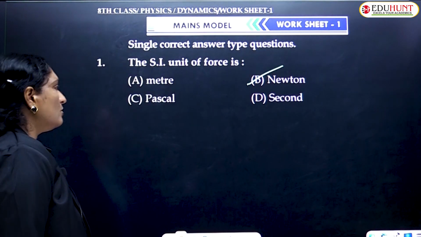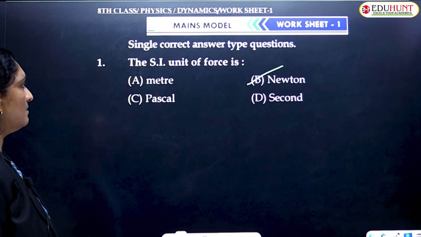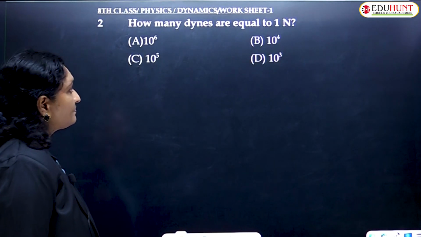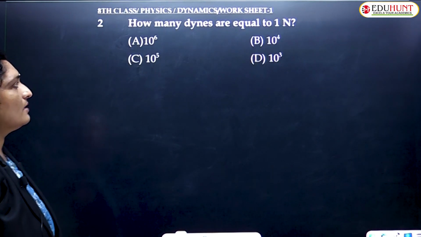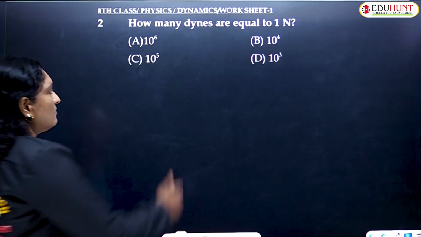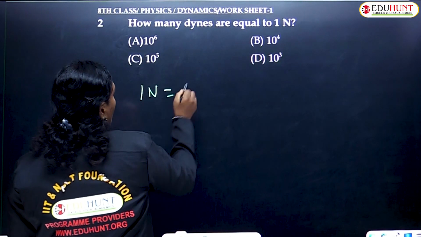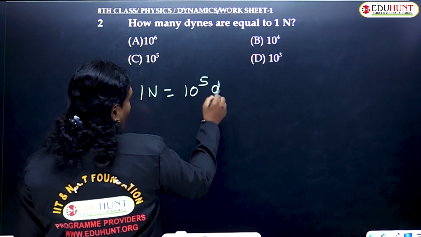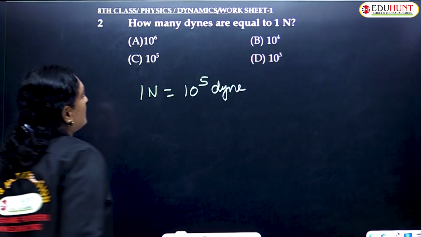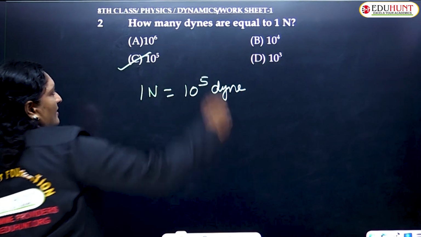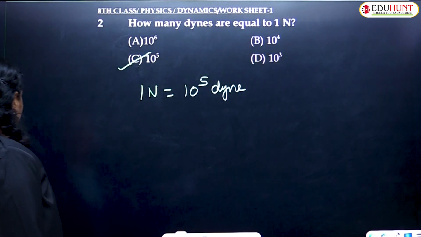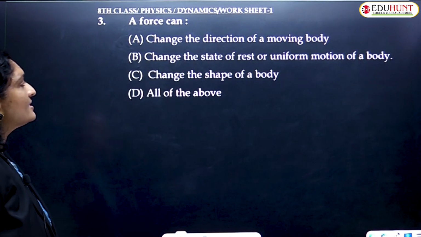Here, 1 Newton is equal to 10 power 5 dynes. Moving ahead, question number 2: how many dynes are equal to 1 Newton? Children, I told you that 1 Newton is equal to 10 power 5 dynes. So, option number C.